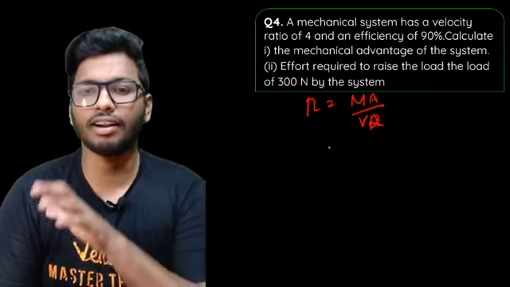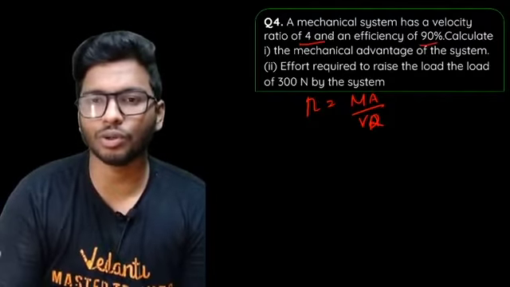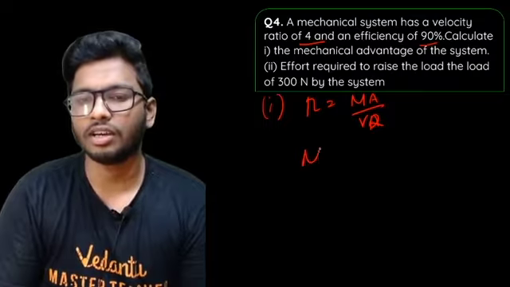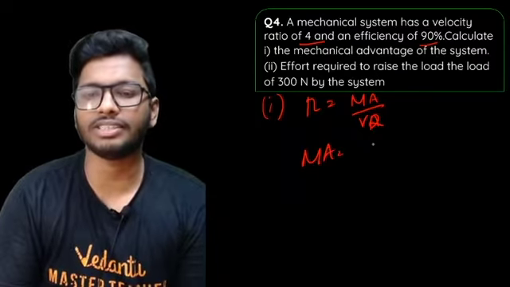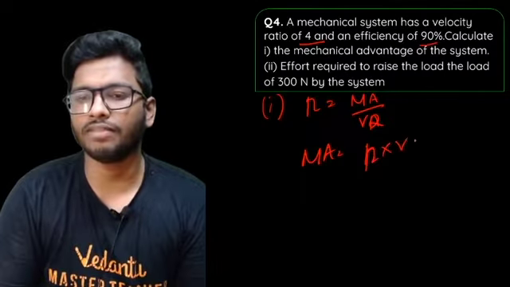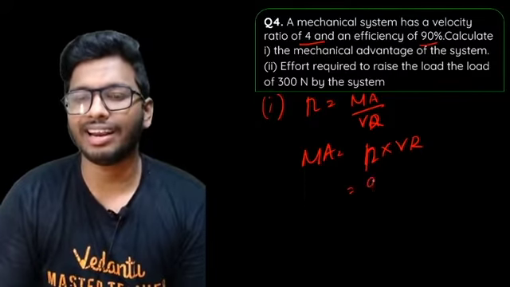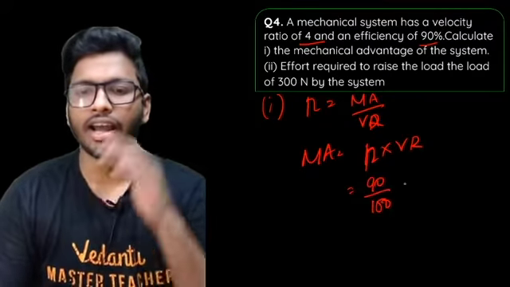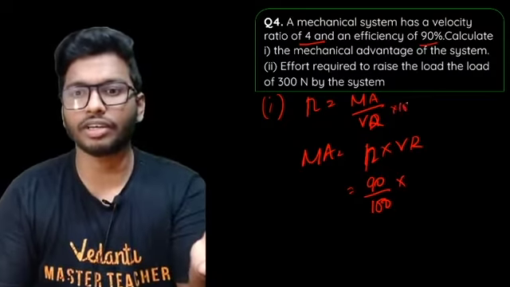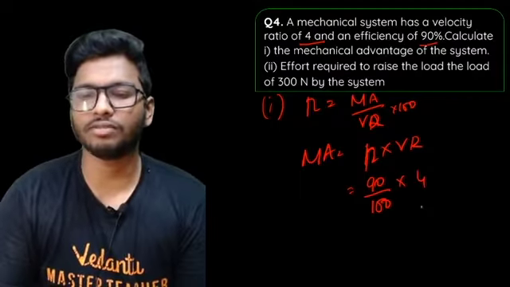So first of all, rearrange the equation, because you know the efficiency and the velocity ratio. Find out the mechanical advantage. So mechanical advantage is equal to eta into the velocity ratio. Since it's given in percentage, it will be 90 divided by 100, because the formula itself is into 100, if you guys remember. VR is basically 4, that is, velocity ratio is 4.